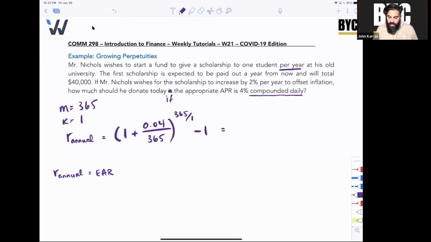Can you go over how you determine M and K? Sure. M is given to you in the question always, right? Compounded daily, that's my M. M is your compounding. The K is determined by the frequency of the payments. Because he wishes there to be an annual scholarship, which means that once a year we want to pay a student a certain amount of money, our time is expressed in years. So if your time is expressed in years, you should set K to 1. If your time was expressed in months, like in the previous questions, your K would be 12.